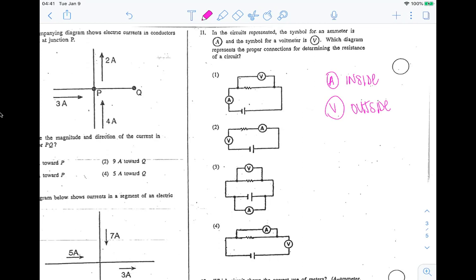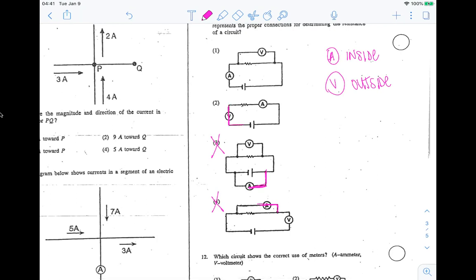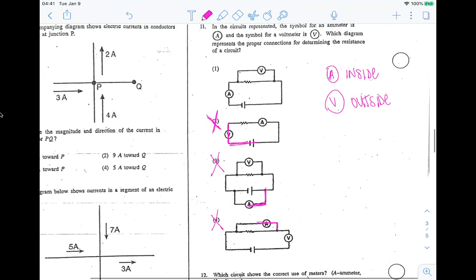So automatically, as I'm looking through here, first I see choice 4, and I see that an ammeter is placed on the outside of my circuit, and I know that makes no sense. I look again at choice 3, and I see an ammeter again is placed on the outside of my circuit. Wrong. If I look at choice 2, I see that a voltmeter is placed on the same wire as my battery. Well, that can't happen either. So if we look at choice 1, I have my ammeter on the same line as my battery and my voltmeter placed outside of my circuit. Choice 1 has to be my answer.